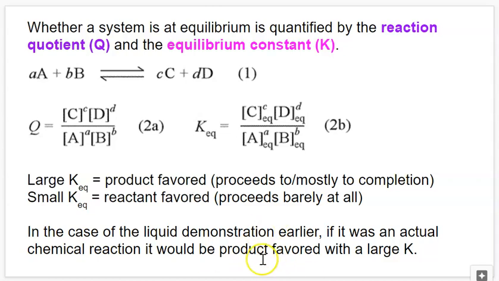And if we were to think about the liquid demonstration I showed you earlier with the green liquid, that would be a highly product favored reaction with a large K, because you saw that at the end, there was a lot more product than there was reactant. And the rate that was pushing forward to the products was represented by a bigger beaker.